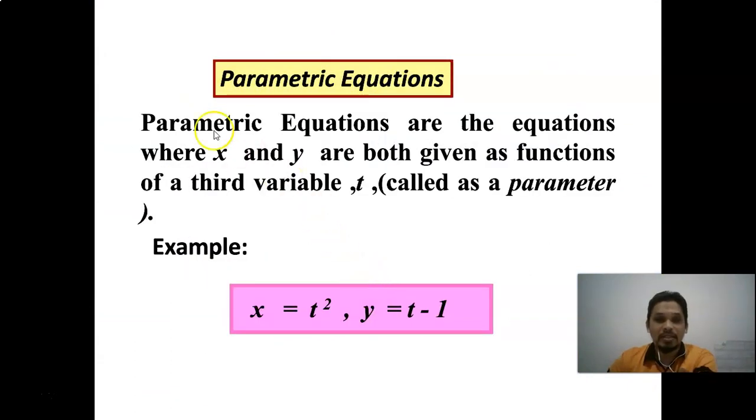Parametric equations are the equations where x and y are both given as a function of a third variable t. Let's call it a parameter. So for the first example, we have x equal to t squared and y equal to t minus 1. So in this case, there are unknowns of x and y. In a parametric equation, x and y are both given as a function of a third variable t.